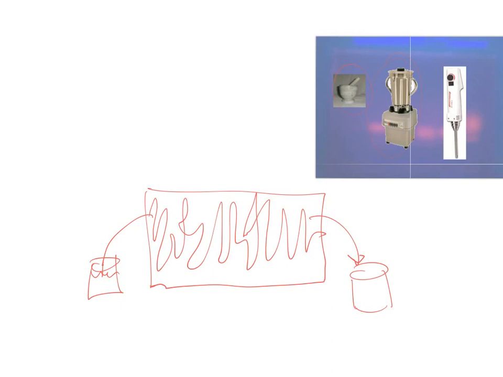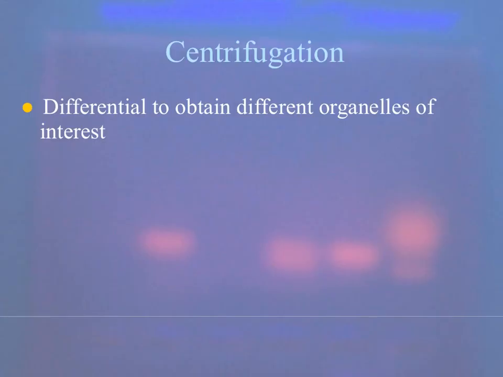But once you bang it open, you have to make sure that you separate the protein out from all the other crap that's in the cell. And that's the scientific term. So you use centrifugation, which just means you're spinning it really, really fast, because different organelles will spin out at different speeds.